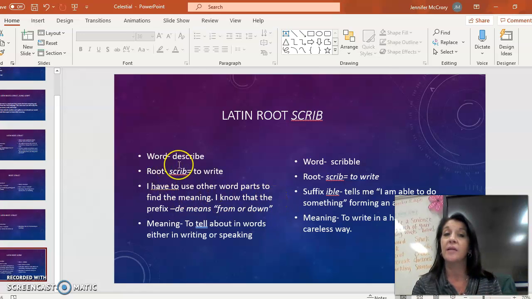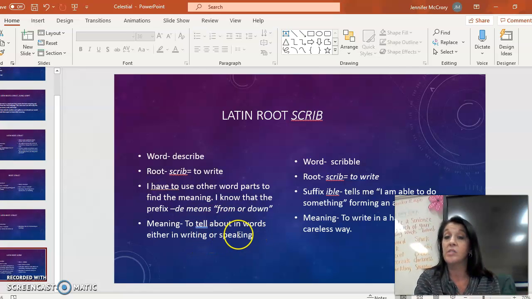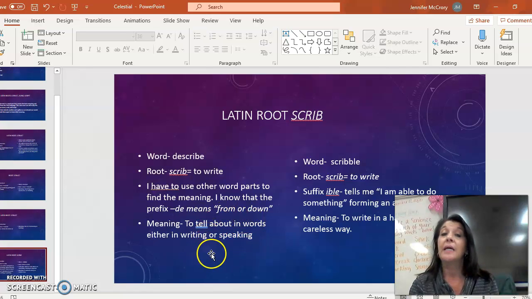Now, I know that de, as in describe, D-E, means from or down. So I know that by using resources, I still use a dictionary. I know that by adding the prefix and my root together, it's going to mean describe is to tell about in words, either in writing or speaking. Okay, so to describe something, it can be writing it or speaking it.